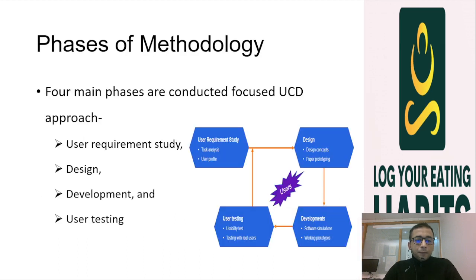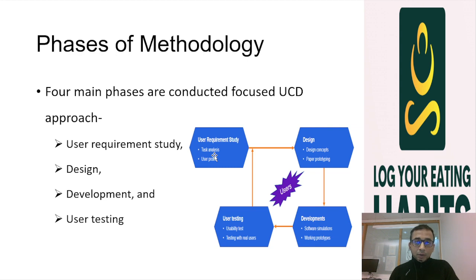For the phases of the methodology, we are using four phases, as you can see in the figure. We have the user requirement study, the design phase, the development phase, and the user testing. At the beginning, when we started to design our application, we needed user requirements, so we did extensive qualitative and quantitative research.